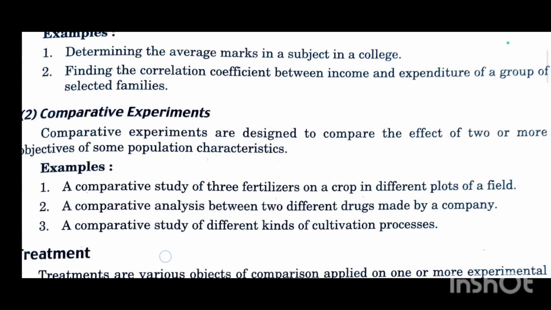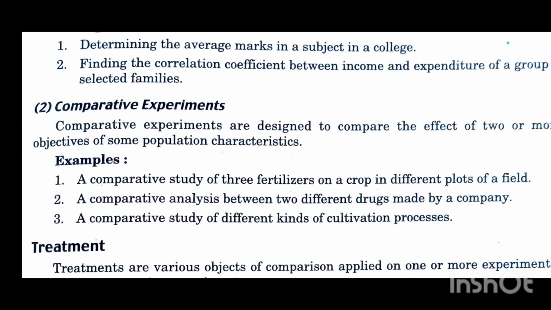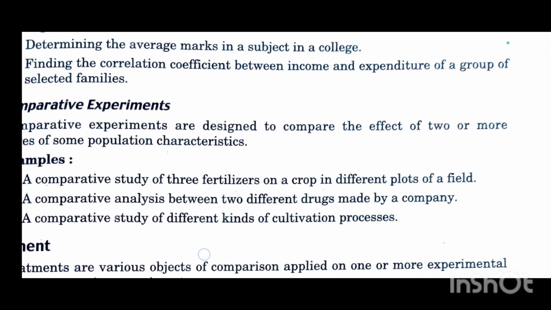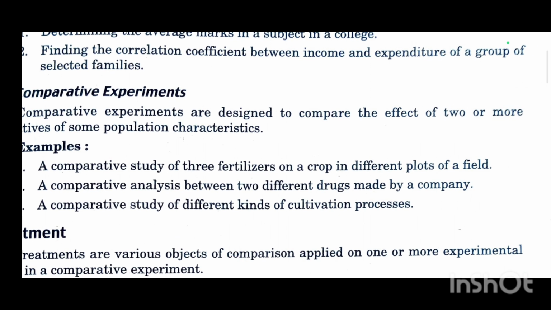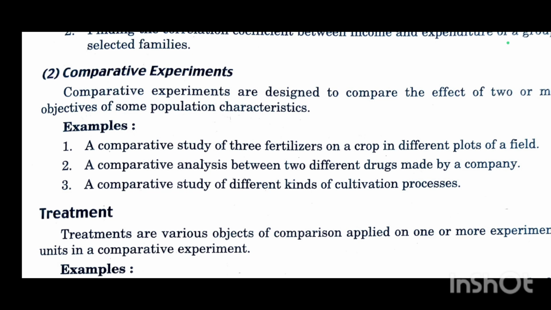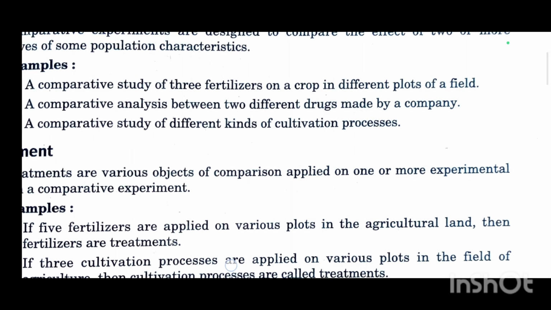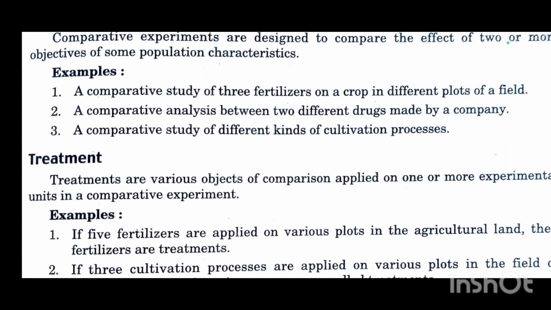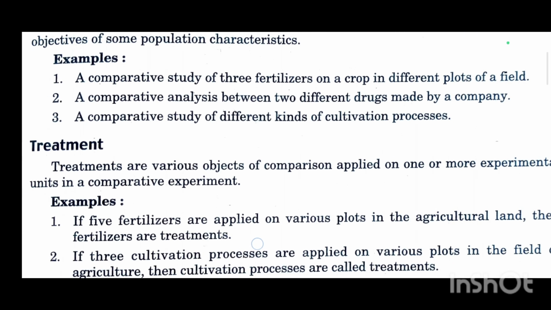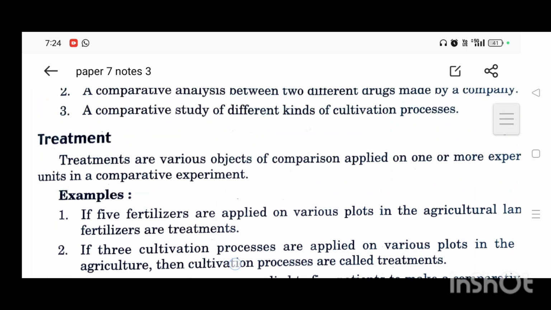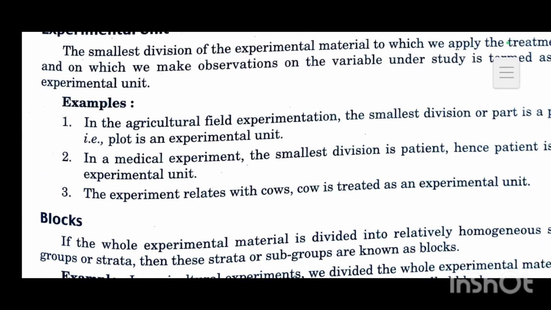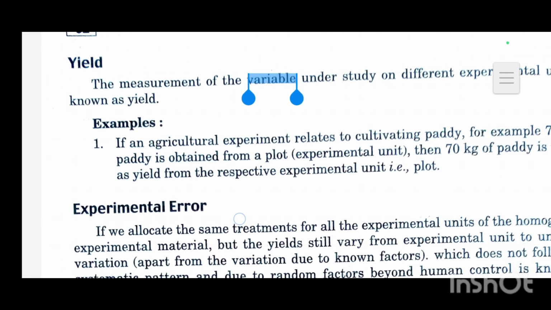Next, comparative experiments or comparative studies are designed to compare the effect of two or more objectives of some population characteristics. For example, a comparative study of three fertilizers on a crop. Here more than two variables are there. Also, analysis between different drugs made by a company, and study of different kinds of cultivation process. Treatment, experimental unit and treatment, you have to know.